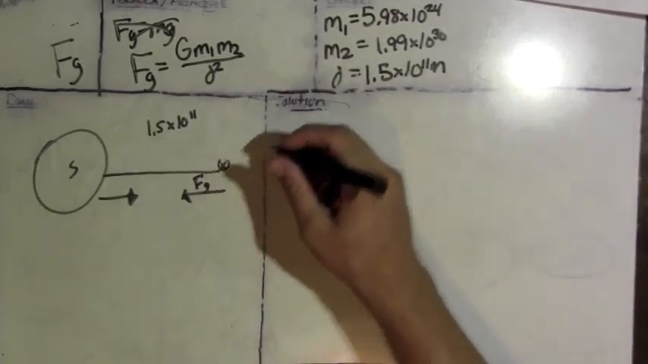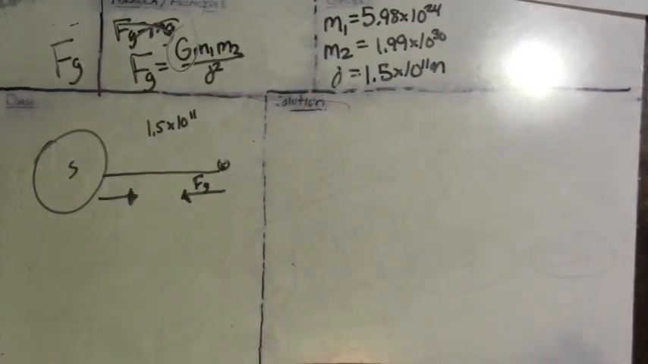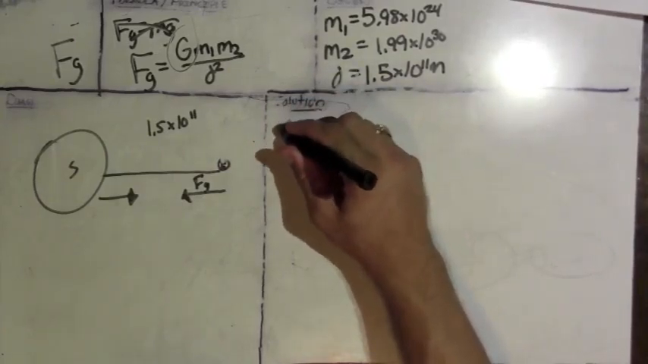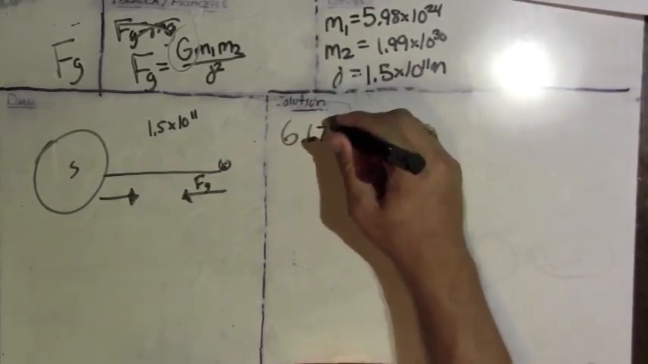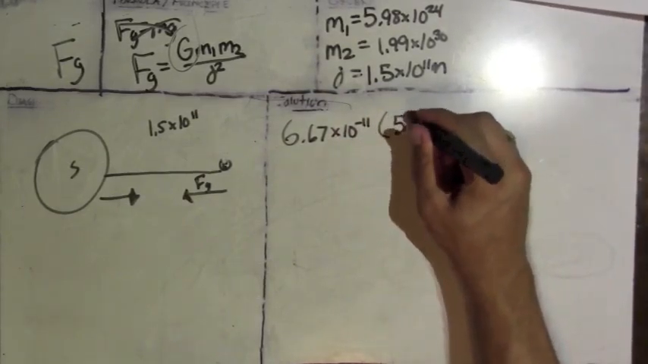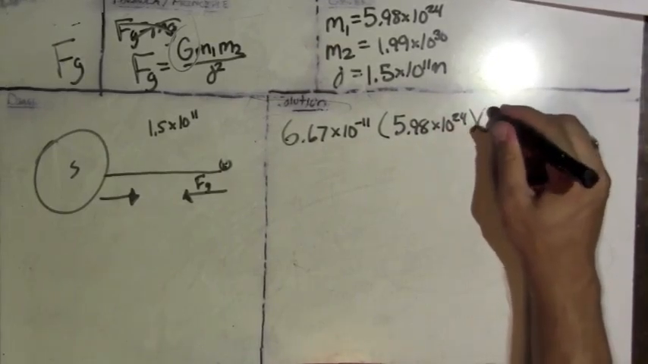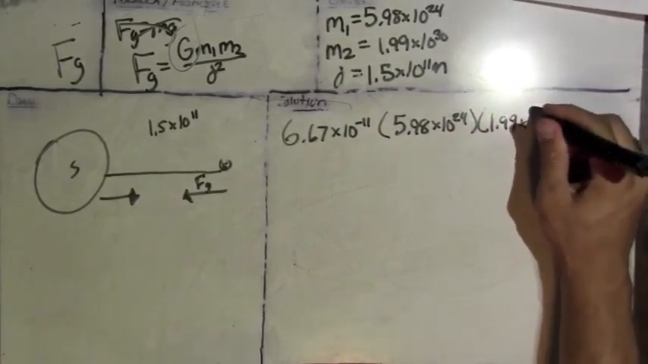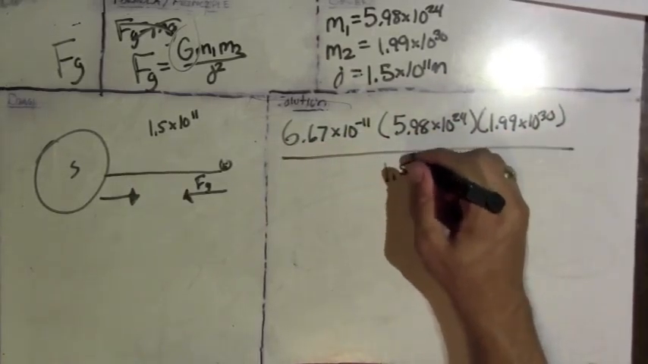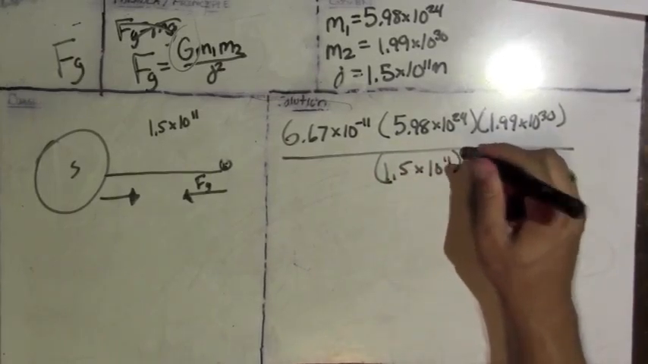So now we can plug in our values. Remember, G is a constant. We can always find it on the reference chart, or we can just say that it's 6.67 times 10 to the minus 11th, multiplied by 5.98 times 10 to the 24th, times 1.99 times 10 to the 30th, and all of that is divided by 1.5 times 10 to the 11th, and that is squared.